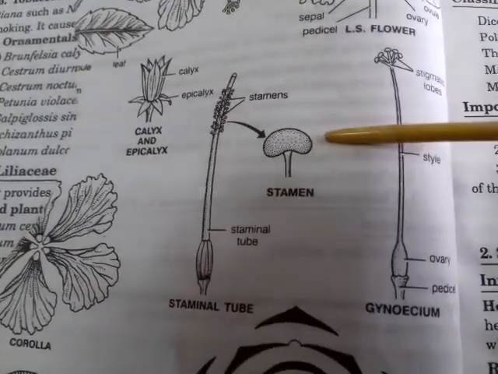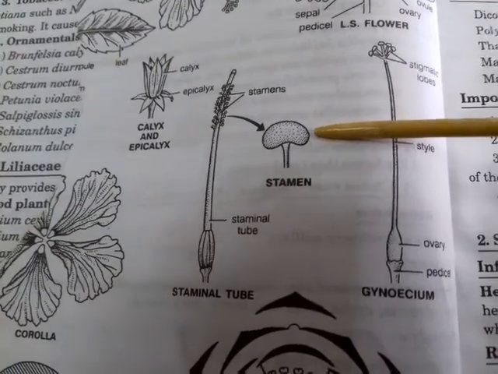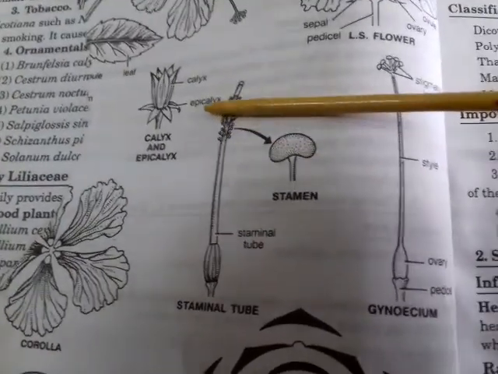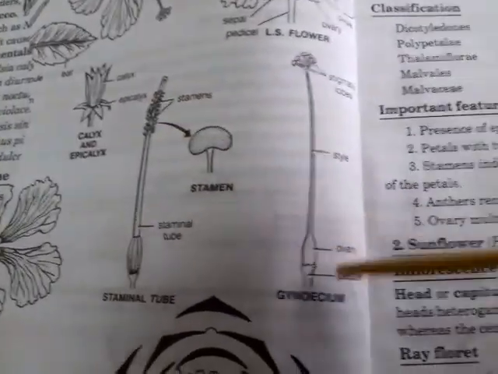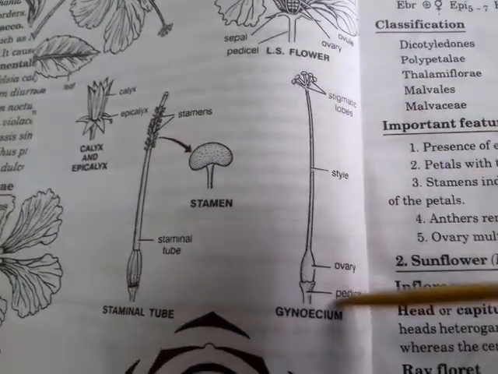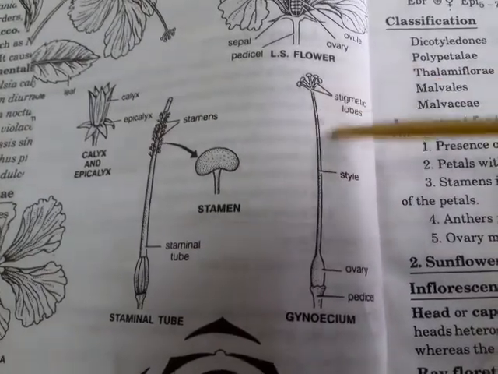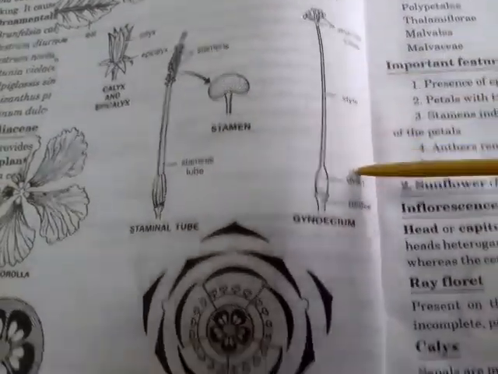See, this is the stamen, the anthers are in the form of a kidney, that's why reniform. This is the calyx and the epicalyx. You can see here the calyx is joined, the epicalyx is free. This is also the ovary along with the style and the stigma that you have to dissect and find out.